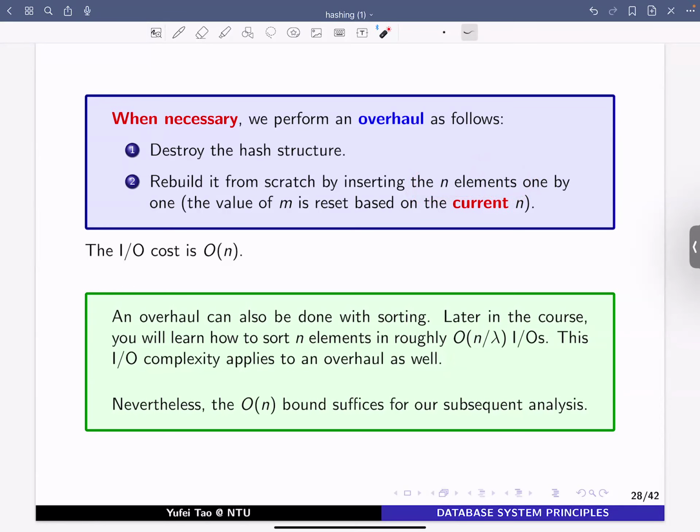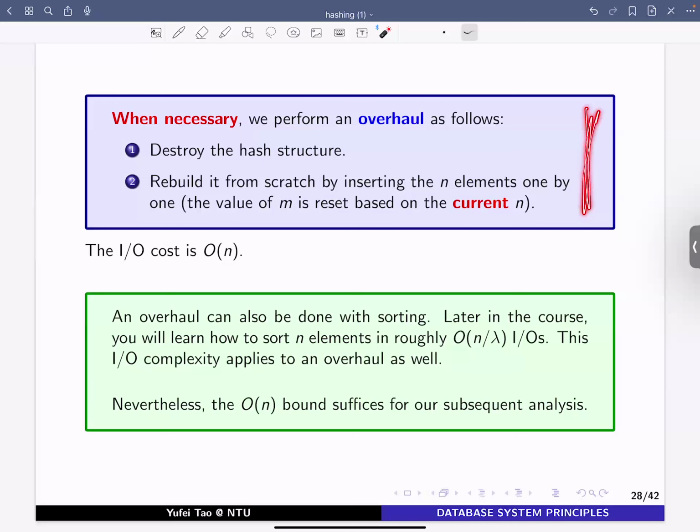So how much cost does this overhaul require? You have n elements, and I proved earlier that every insertion takes 2 IOs. So overall, you will be requiring 2 times n IOs. So that's big O of n. By the way, later, after you have already learned sorting, you will be able to do much better than big O of n. You will be doing something like n over lambda IOs. Lambda is the block size. But today we'll go with big O of n, and as you will see, even big O of n will be enough for us to prove the bound we want to prove.